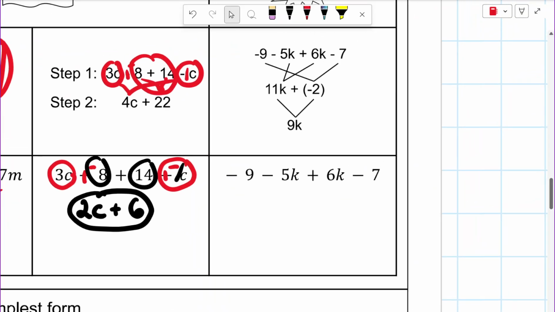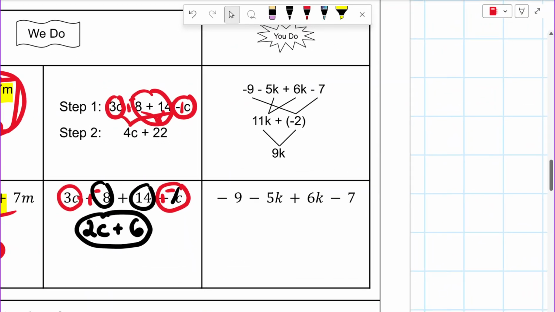All right, pause the video and find the mistakes, and then try it on your own. Pause now.